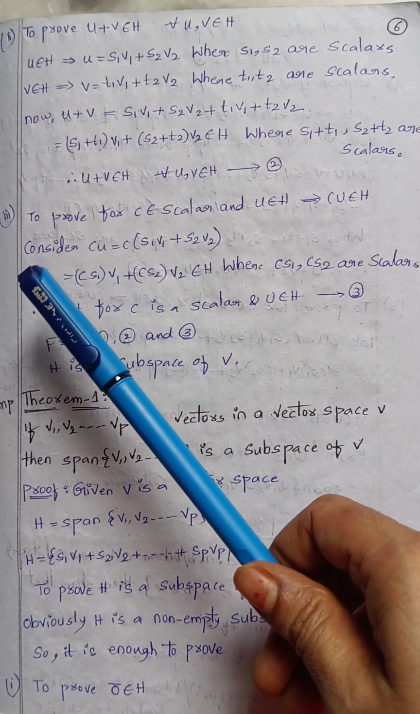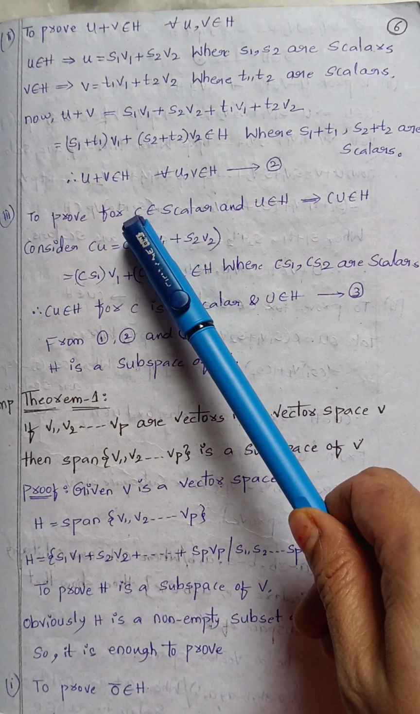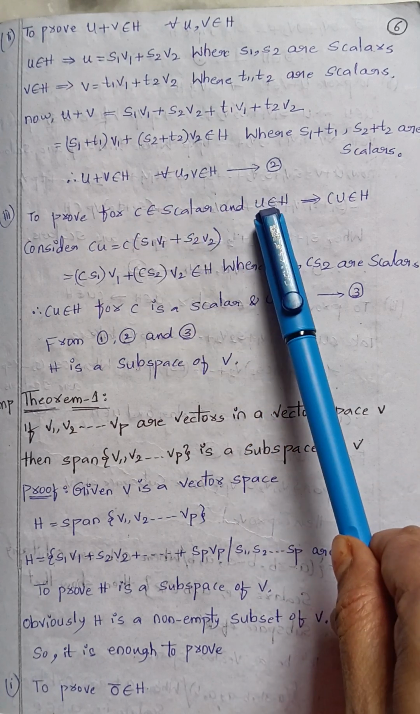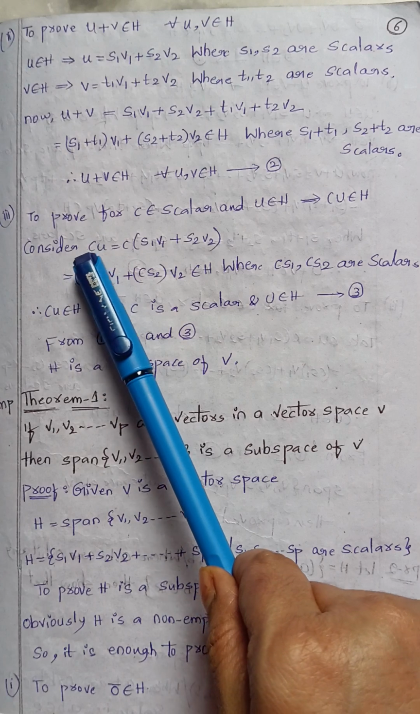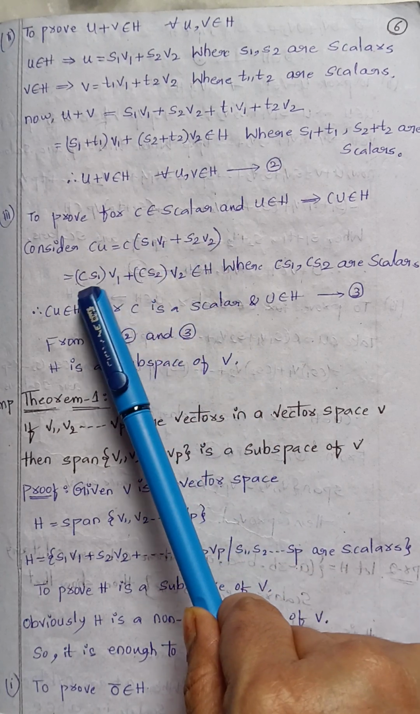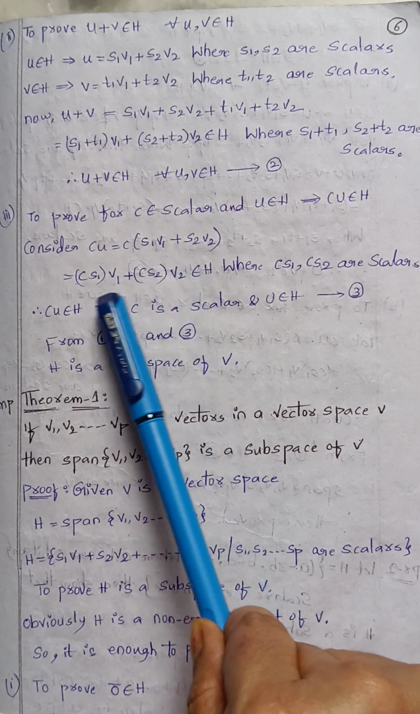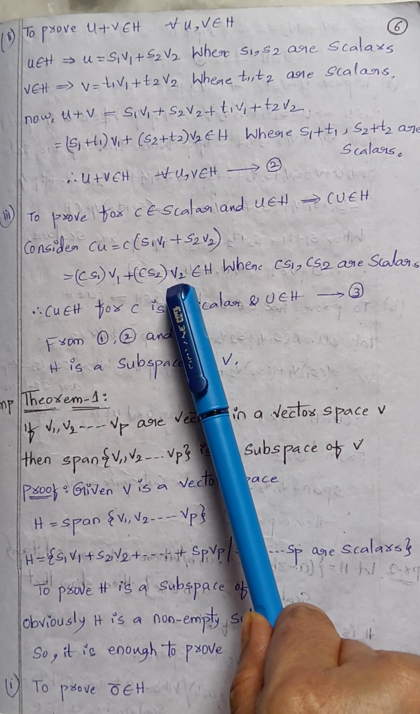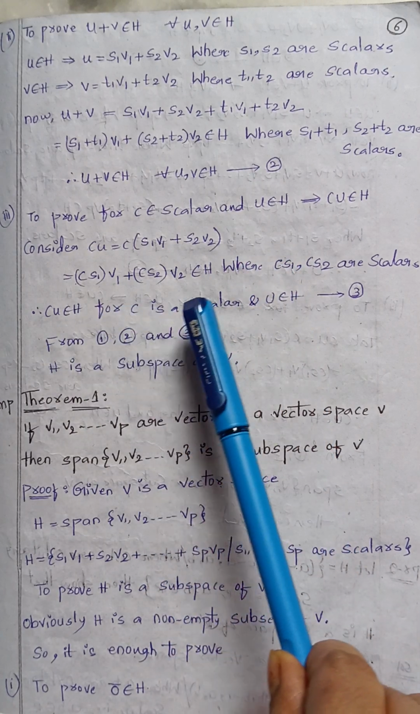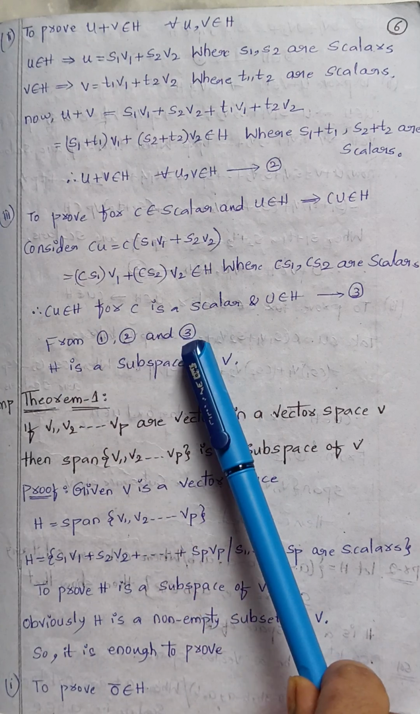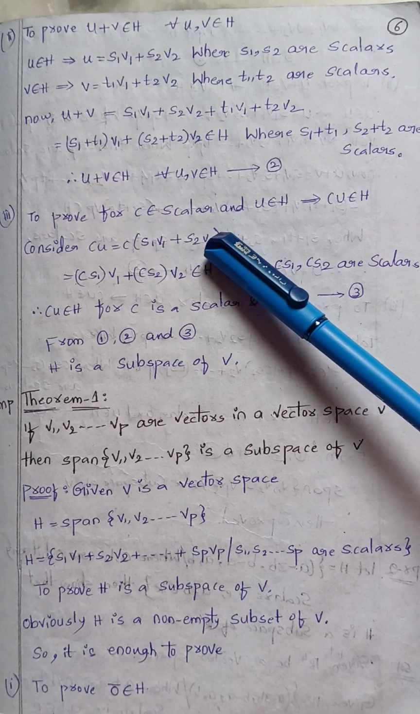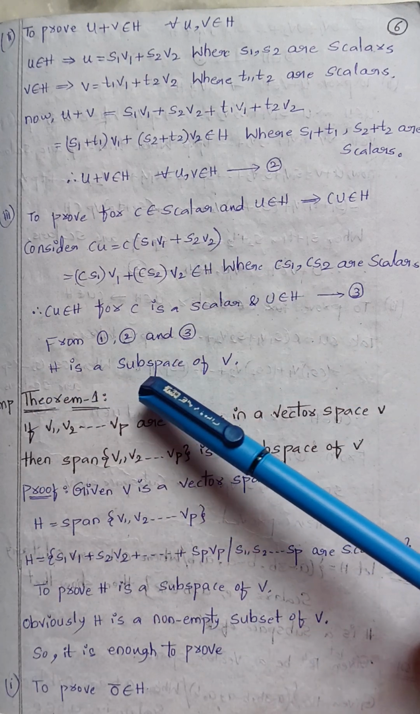Similarly we can prove it for scalar multiplication. Take any scalar C belonging to F, that is, C is any scalar, and u belongs to H. Then when you take C into u, what will happen? C into u gives C S1 into V1 plus C S2 into V2. So it is also a linear combination of V1 and V2, so obviously it belongs to H. So scalar multiplication is also proved. So from these three conditions, the zero vector belongs to H, and closure under vector addition and scalar multiplication, we conclude that H is a subspace of V.